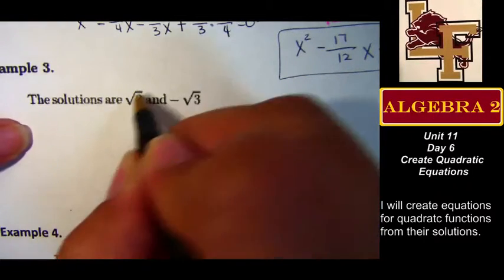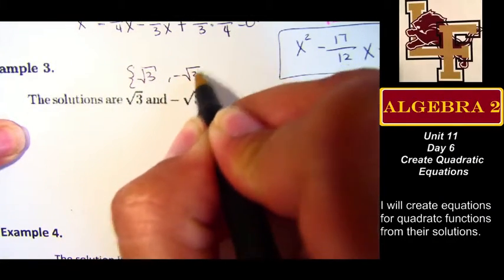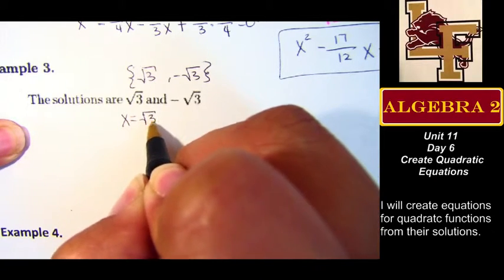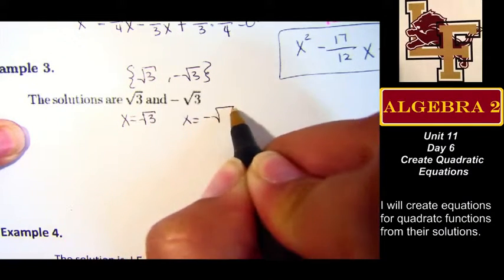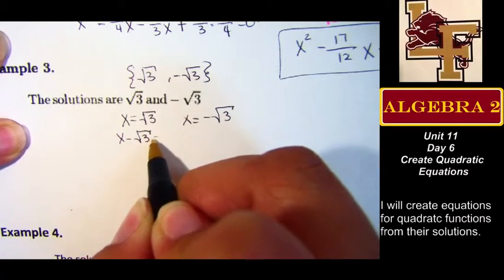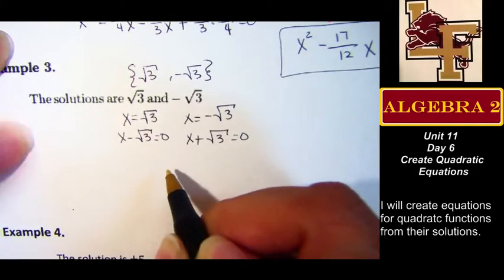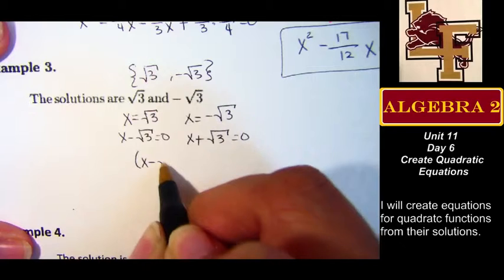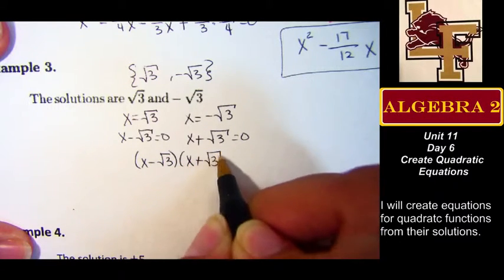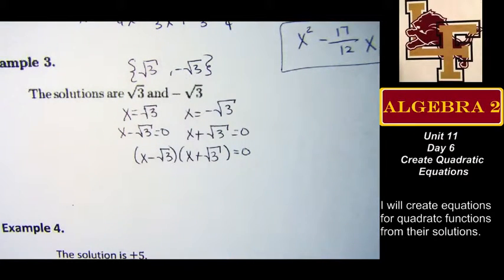All right, my solutions are square root of 3 and negative square root 3, and so step 1 is to set those equal to x. Step 2 is equals to 0. Make them equal to 0. Step 3 is multiply. Multiply them. Step 4 is distribute and simplify. All right.